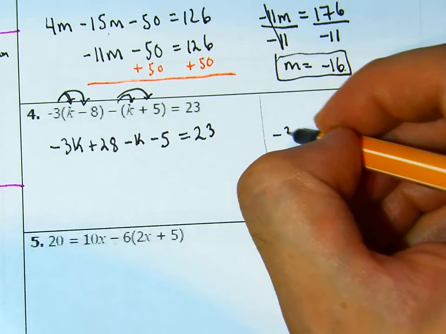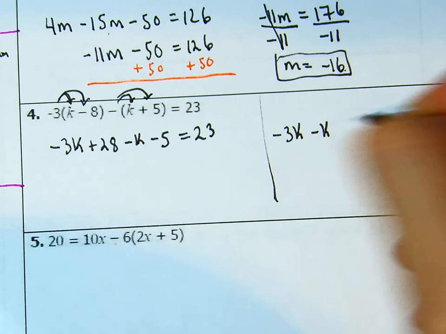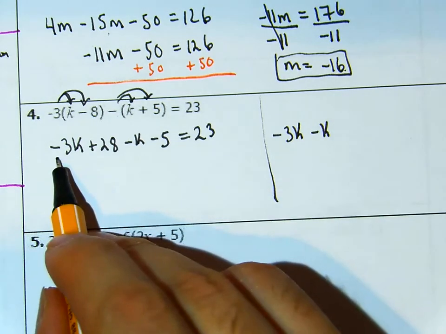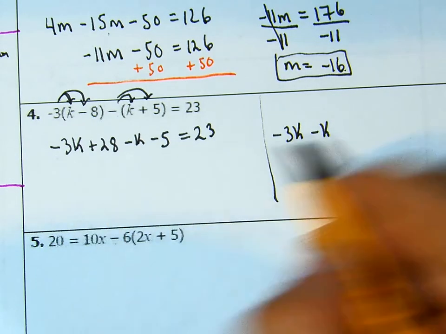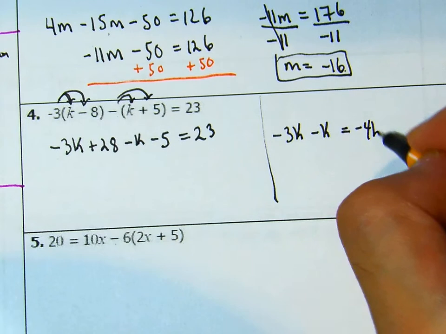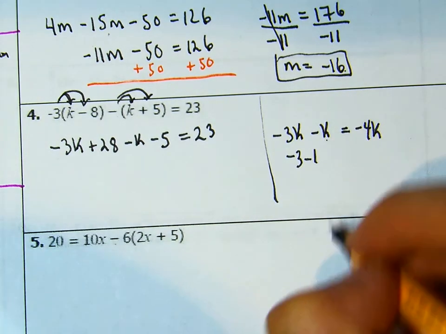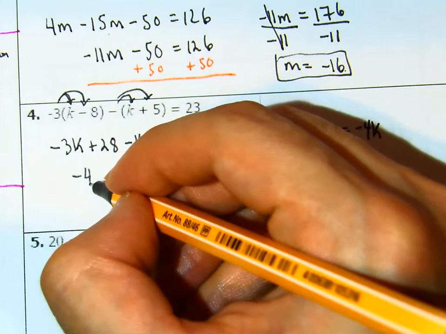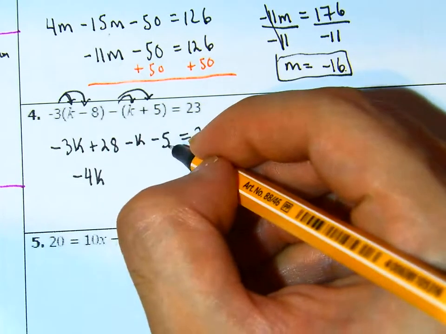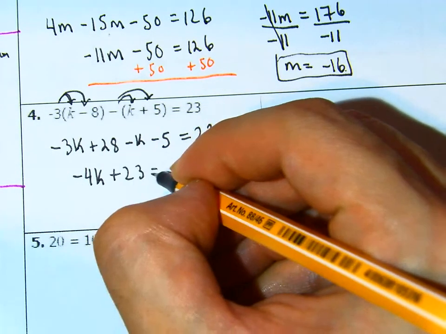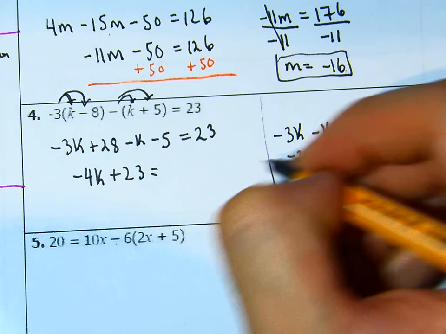So then I combine the terms, negative 3k, right? What is negative 3k minus k? And I'm combining this one and this one, this term. So that's negative 4k, because that's basically doing negative 3 minus 1, which is negative 4. So that's negative 4k plus 23 equals 23.